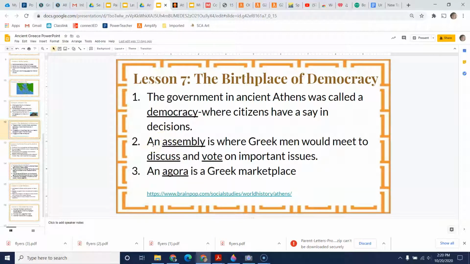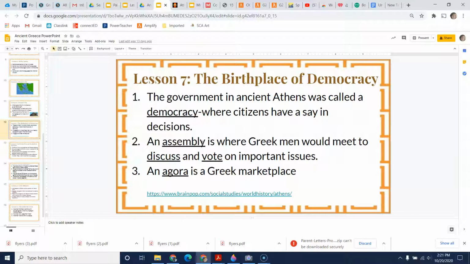So in ancient Greece, there was something called an assembly. And it's where Greek men would meet to discuss and vote on important issues. So in our country, we live in a government similar to a democracy called a representative republic, and we have an assembly, but we all don't assemble. We elect people to represent us, and they represent us in our state or in our city, in our country.